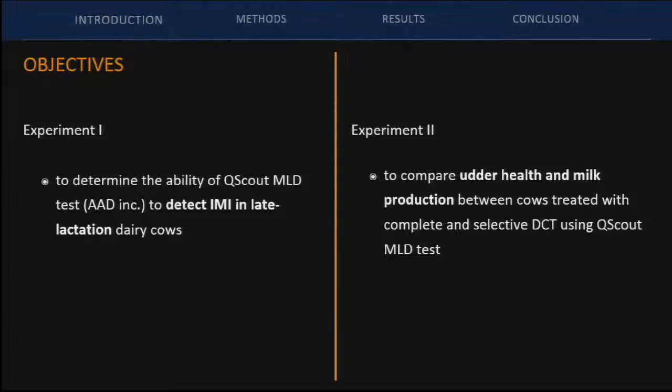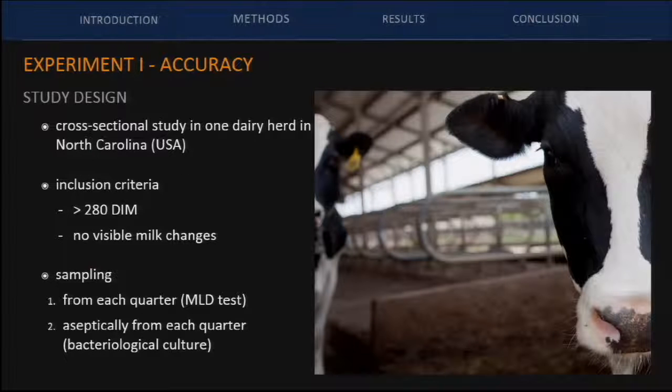So we did 2 experiments that I will try to summarize today. The objectives were, one, to determine the ability of the test to detect intramammary infection in late lactation dairy cattle. And in the second experiment, the objective was to compare udder health and milk production between cows treated with complete dry cow therapy and selective dry cow therapy using the MLD test. I will go through all the methods for both experiments and then the results for both experiments. So bear with me. I tried to make it obvious by the title on top.